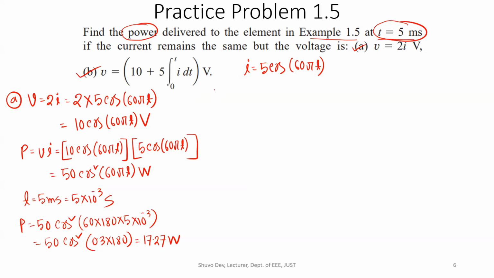Now for B section. We have the voltage V is equal to 10 plus the integral of 5 from 0 to t. What is the value of t? 5 millisecond. So this is 0 to 5 millisecond, 5 into 10 to the minus 3. And what will be the current? Current is given as 5 cos 60 pi t, into dt. So we have to solve this.